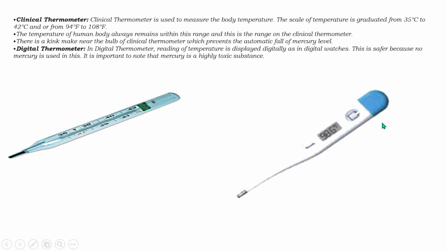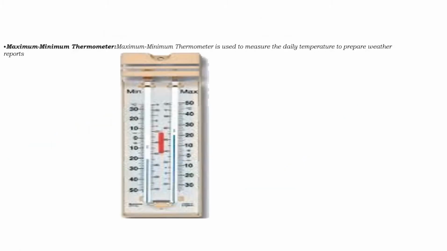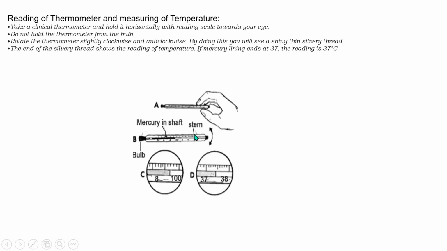And this is a digital thermometer. In a digital thermometer, the reading of temperature is displayed digitally as in digital watches. This is because no mercury is used in this. It is important to note that mercury is a highly toxic substance. And the maximum and minimum thermometer is also one type of thermometer, and it is used to measure the daily temperature to prepare a weather report.